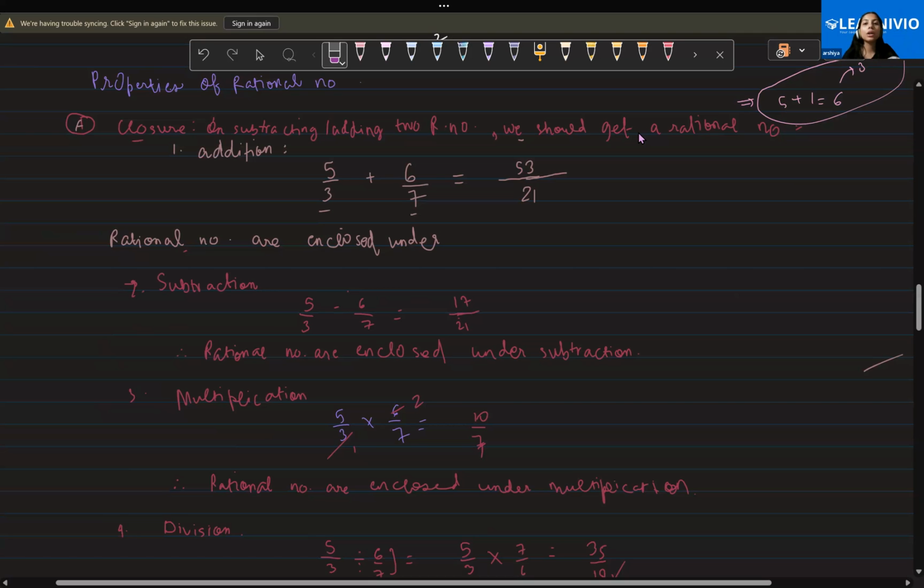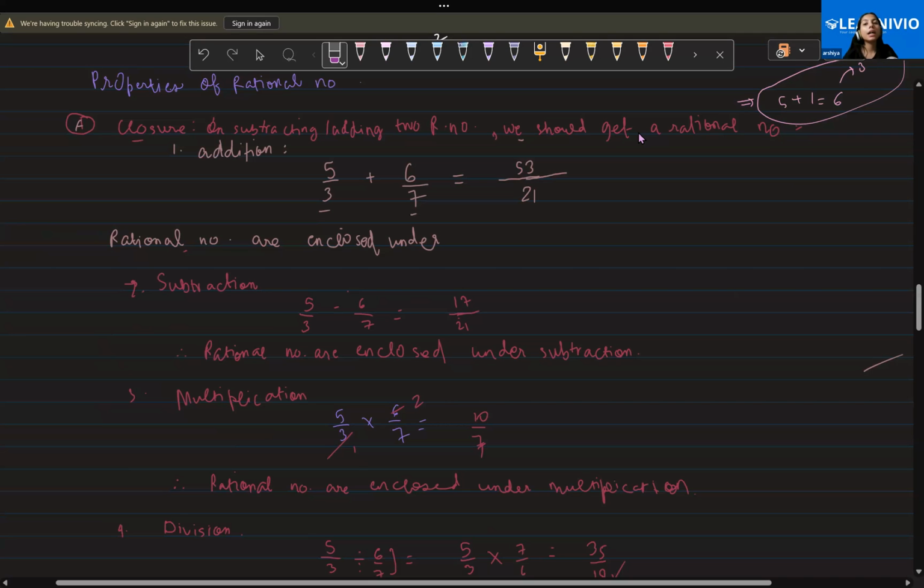So whenever there is the commutative property, it always holds for addition and multiplication, but not for division and subtraction. Yes. Is it clear? Shall I move on? Yes, ma'am.